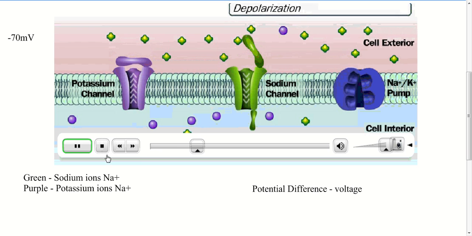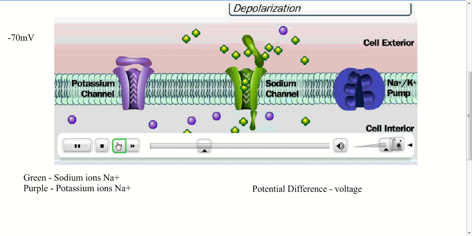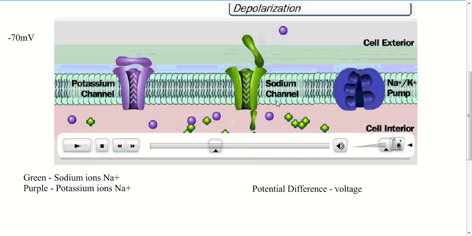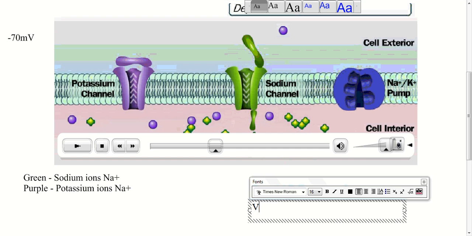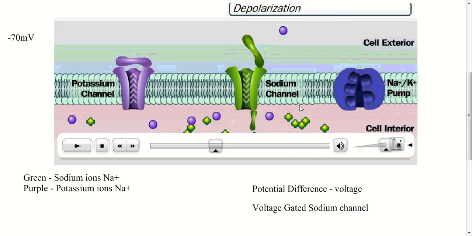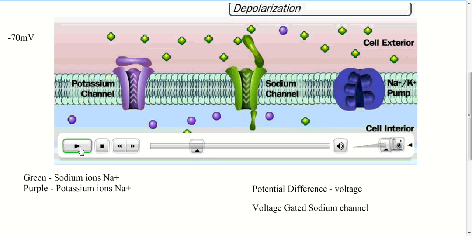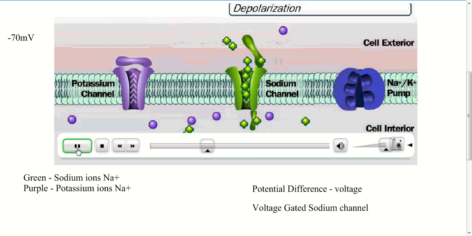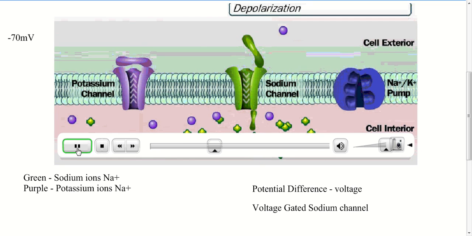So first of all, when it detects that change in potential, the sodium channel opens and in rush the sodium ions. This sodium channel needs a proper name, and we're going to call it a voltage gated sodium channel, and that's because it works when it detects changes in the voltage of the membrane around it. So I'm just going to wind that back again and play. So the sodium channel opens, that's stage 1, and the sodium ions rush in.